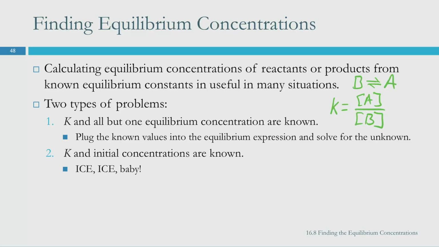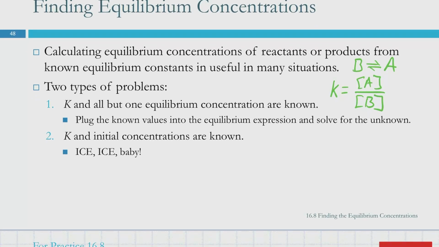However, there's also instances where we'll have our equilibrium constant and only initial concentrations are known. This is probably much more likely. It's easier to know how much you started with than it is to figure out equilibrium concentrations. And for those instances, we get to use our best friend, ice tables.